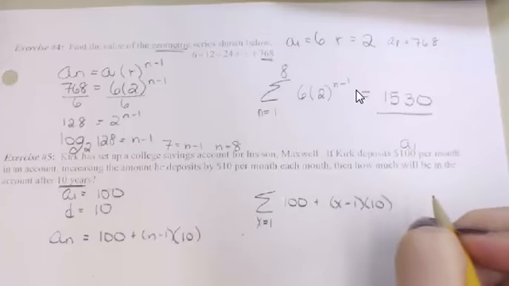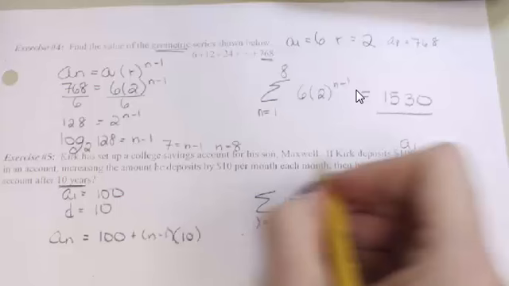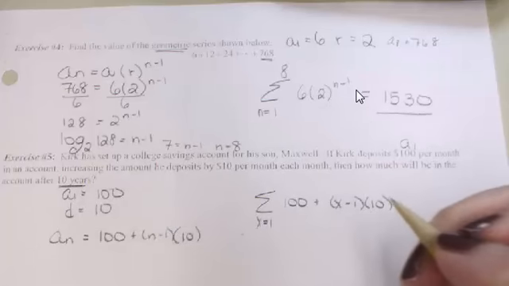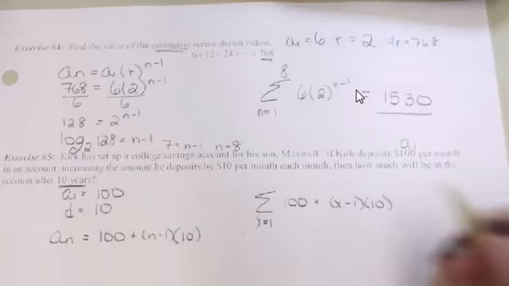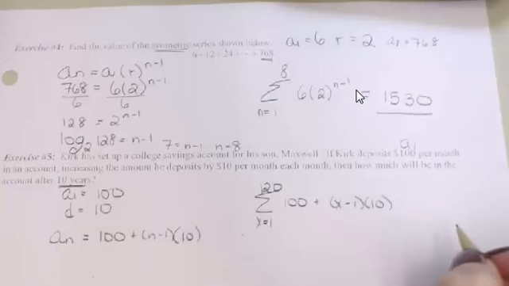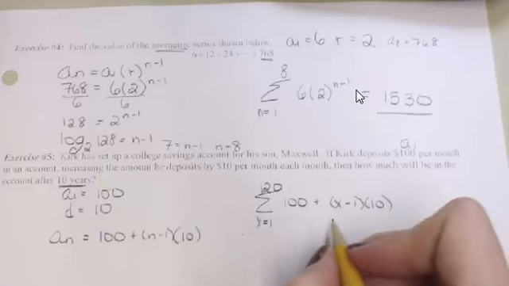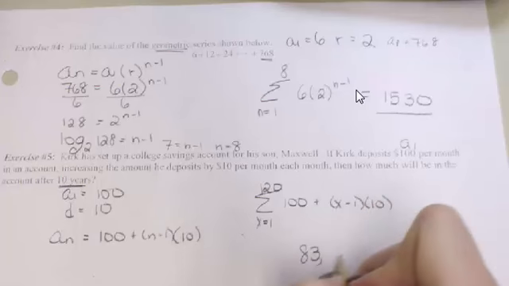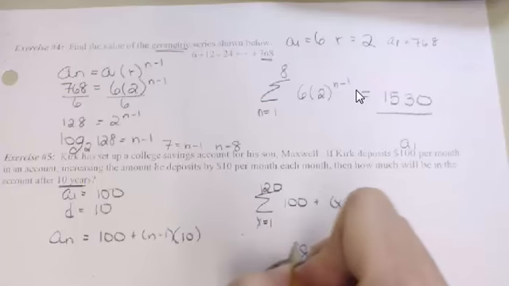Here's the trick of this question. We started talking that my unit of time was months. Now they want to know 10 years. So there's 12 months in a year, 10 years. That's going to be 120 times that we check in. And then type that in. How much will he have in the account after 10 years? 83,400.